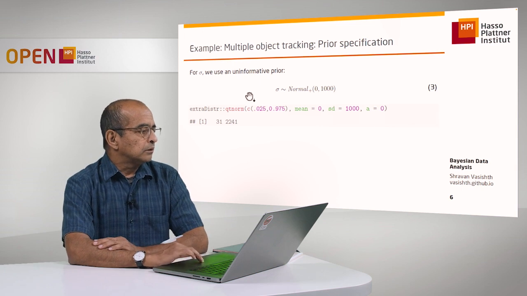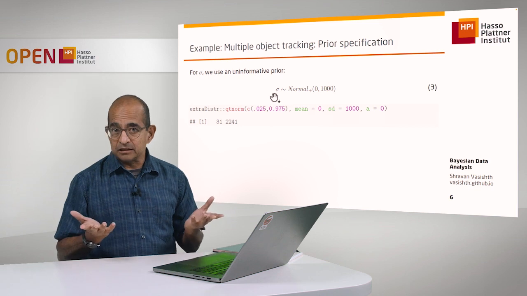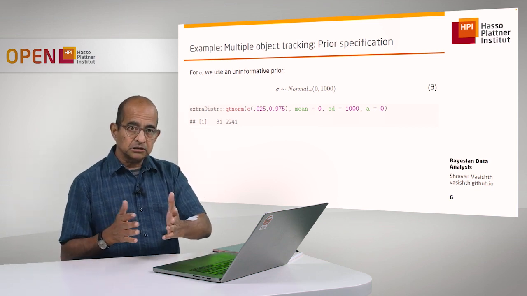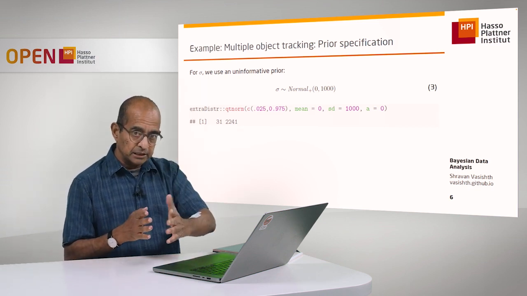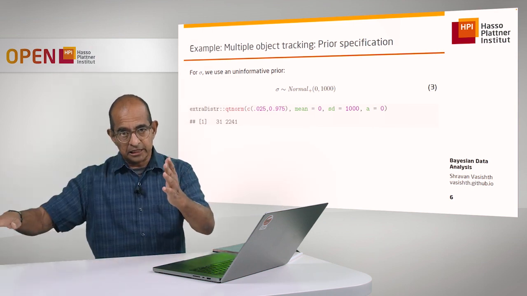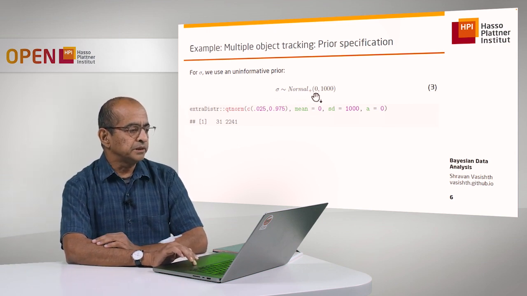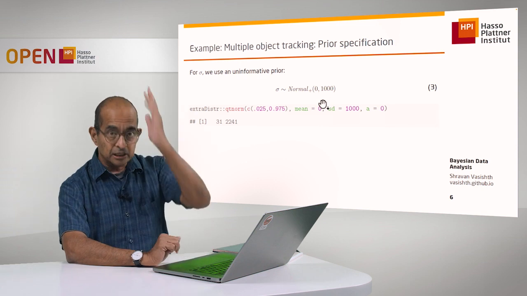So now, for the sigma parameter, because sigma cannot be negative, we're going to truncate the normal distribution at 0. So we're going to stipulate that you cannot get a value less than 0. So what we have is a truncated prior distribution. That's what I've got here: normal distribution, mean 0, standard deviation 1000, truncated at 0.